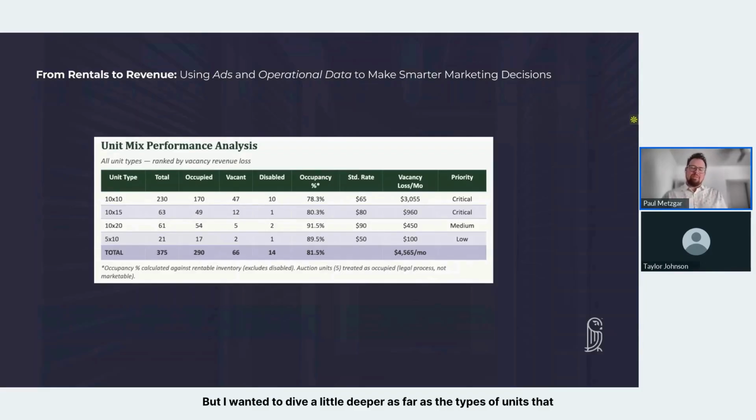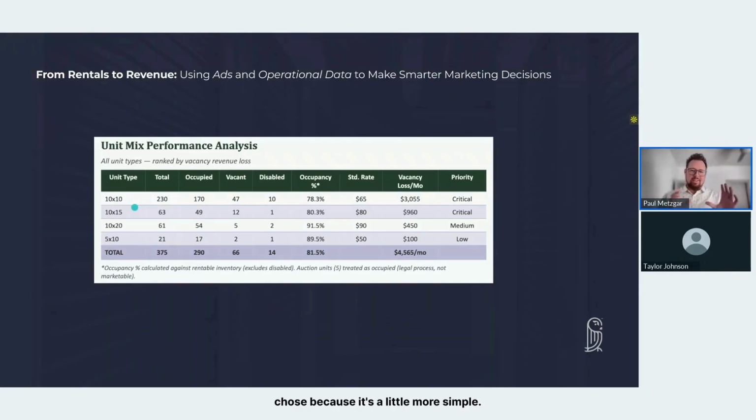But I wanted to dive a little deeper as far as the types of units that you may have and how to better market those individually. It's not one-size-fits-all, right? Someone who may not be experienced in self-storage may just think, hey, self-storage is a very generic thing. But you may know that different unit sizes and features are going to appeal to different customers. So I like to look at it from a unit type analysis.